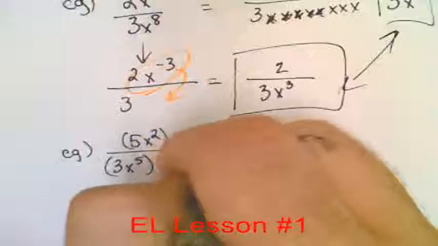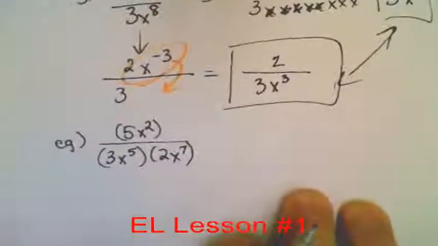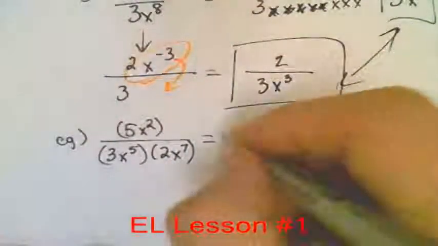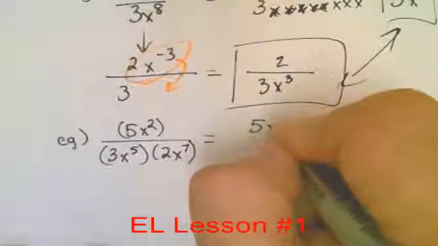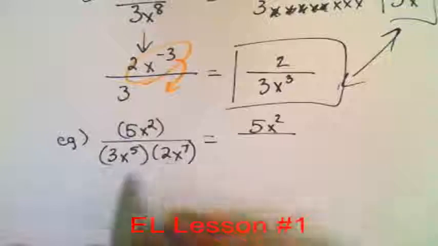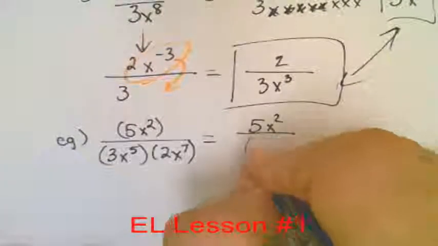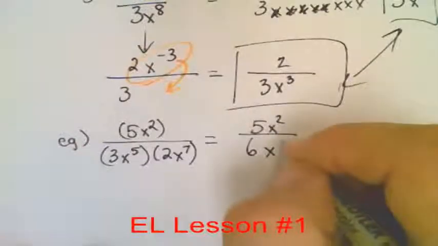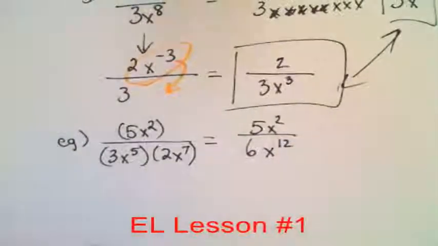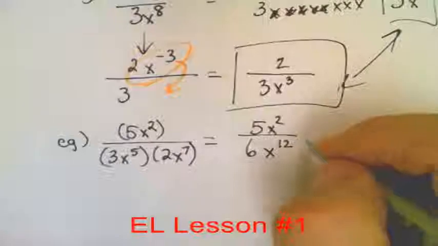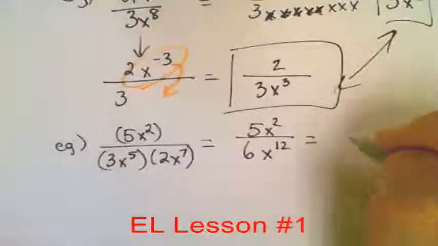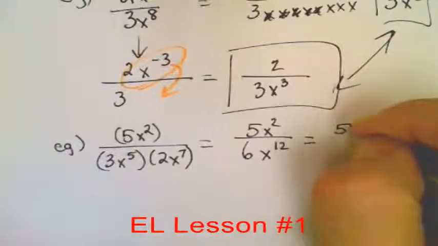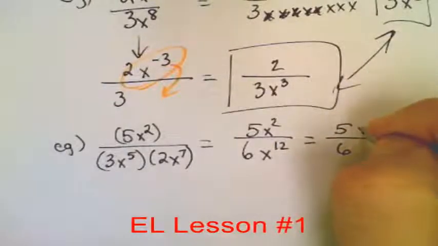And so you get to play with all sorts of different ones. If I do another example just really quickly, e.g., I'm going to have 5x squared over 3x to the 5th times 2x to the 7th. And I'm working this out. Keep in mind I'm not worried about the NPVs. In the top it's 5x squared. I'm just going to leave it. In the bottom I've got to do some work.